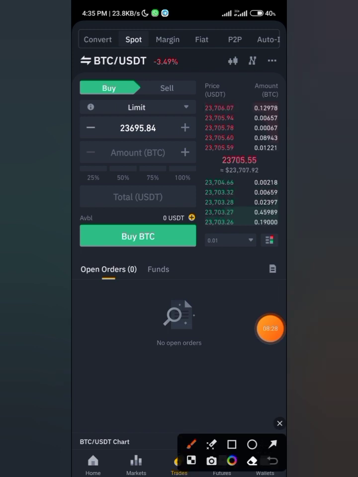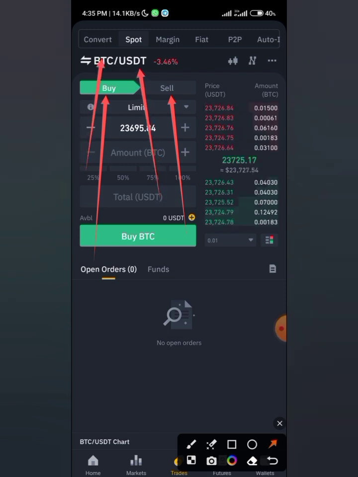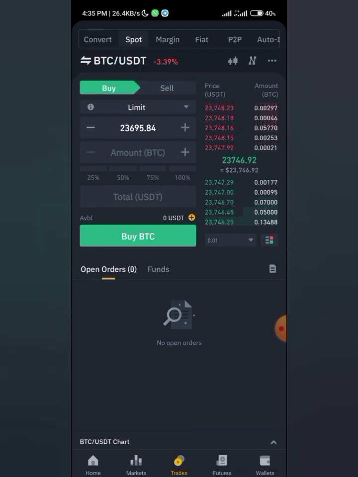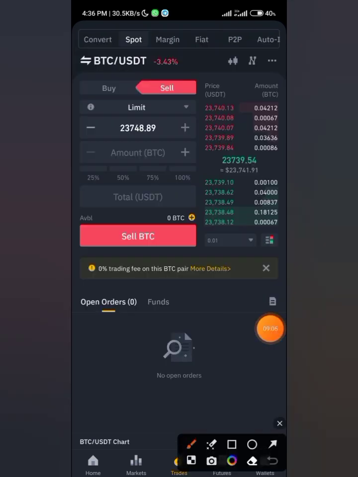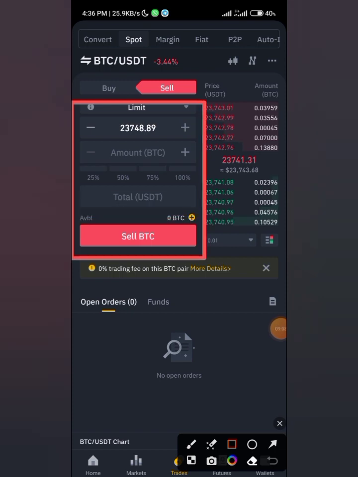Now you understand that you have the buy side here and you also have the sell side. If I want to buy, let's say I have USDT and I want to buy BTC, it must be on the buy side because I'm buying. But if I have BTC already and I want to sell it to USDT, then I will have to change it to sell. And then once I change it to sell, I cannot set my own fee on how I want to actually buy.